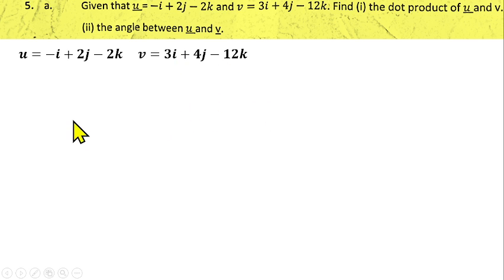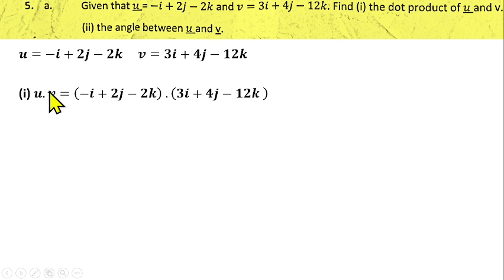So you have to do u dot v, the dot product of the 2 vectors, because in a vector we have 2 products. We can have a dot product and we can also have a cross product. The cross product is left for SS2 and the dot product is for SS1. So how do we find the dot product of these 2 vectors?